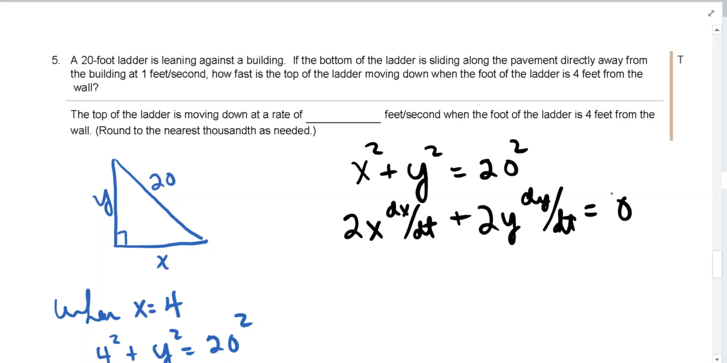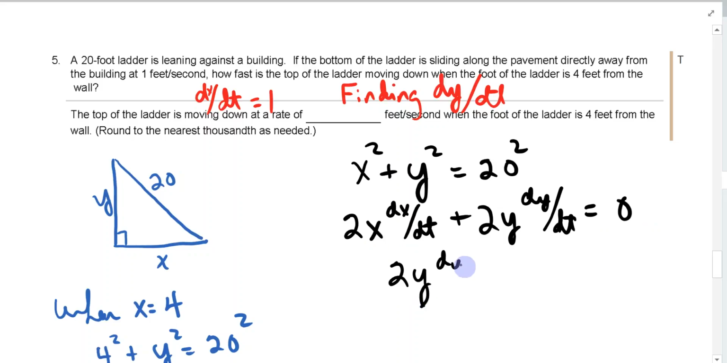All right, and we're supposed to find how fast the top of the ladder is sliding, so we're looking for dy/dt. Let's also write down that this one is sliding, so dx/dt was 1, and we are finding dy/dt. All right. So let's go further here. Let's move this x term over here. So we got 2y dy/dt equals negative 2x dx/dt.